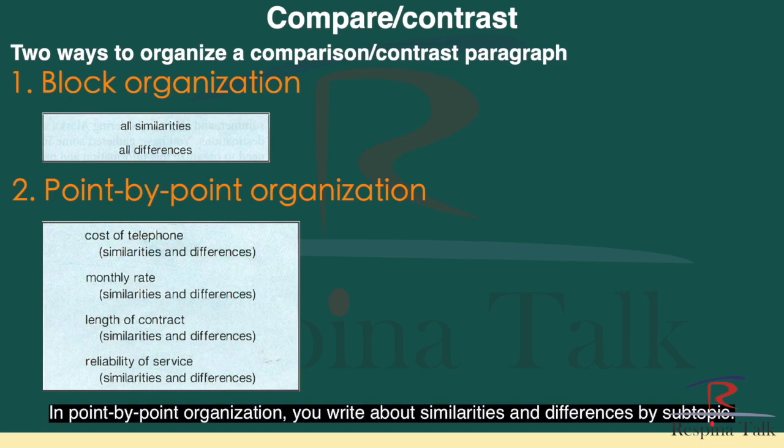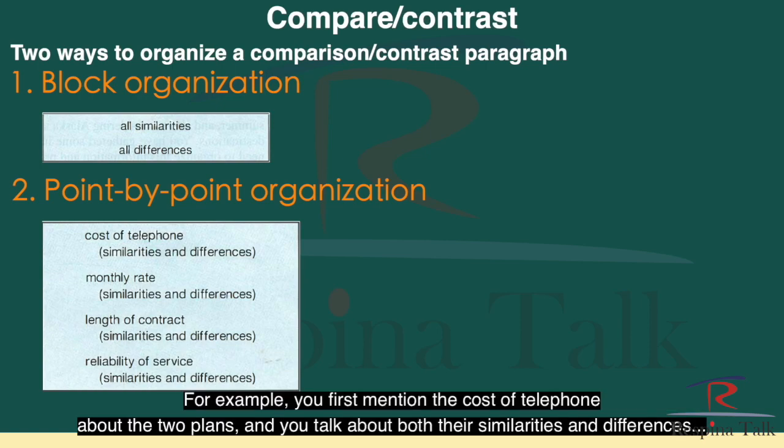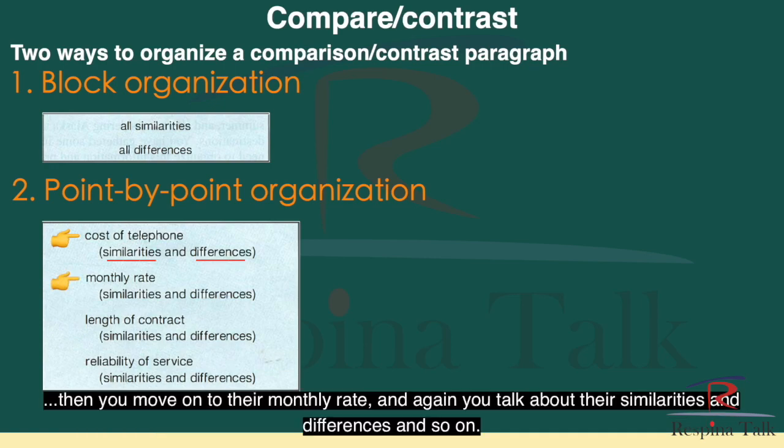In point-by-point organization, you write about similarities and differences by subtopic. For example, if you're comparing and contrasting several wireless telephone plans, you might compare and contrast them on these subtopics. For example, you first mention the cost of a telephone about the two plans, and you talk about both their similarities and differences. Then you move on to their monthly rates, and again, you talk about their similarities and differences, and so on.